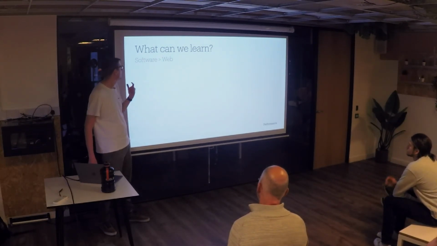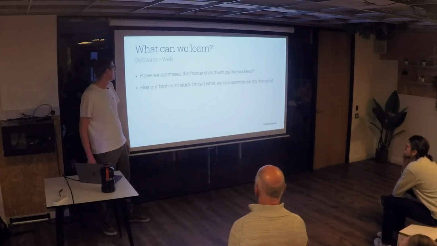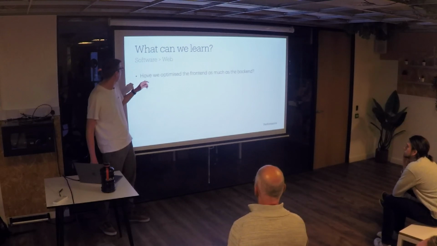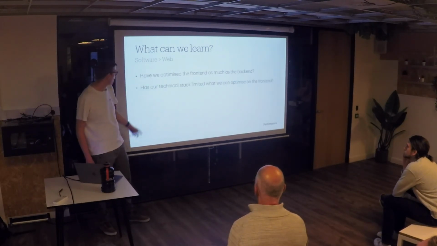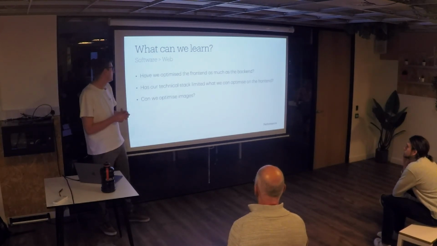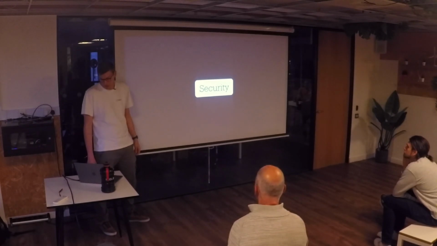And then going the other way, from web to software: if we optimized the front-end assets as much as we can, is our technical stack limiting what we can optimize on the front end? Sometimes if we're using full JavaScript, all in, with Tailwind and stuff, there might be a limit to what we can optimize, but there might be some things we can do. There might be some images we can still optimize. But typically the performance differences are quite significant between the two.